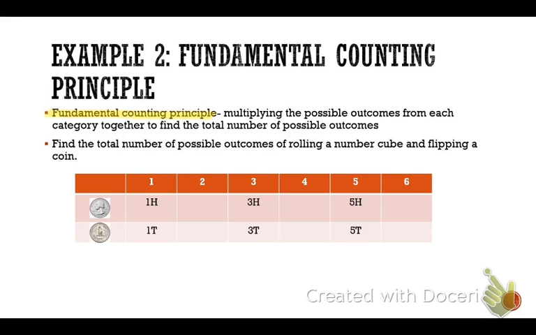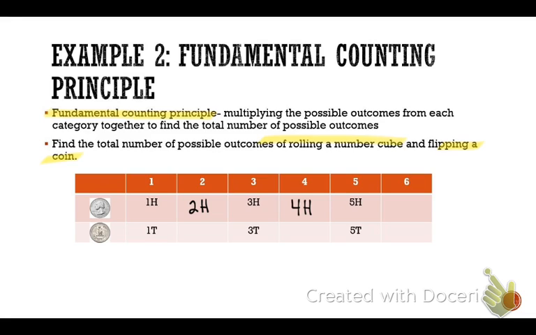So we see 2 things happening. Find the total number of outcomes of rolling a number cube, category 1, and flipping a coin, category 2. So how many categories do I have? I have 2. The first one is rolling a number cube. So I've got these values. I could roll a 1 and flip a heads. That's one combination. I could roll a 2 and flip a heads. Roll a 4 and flip a heads.